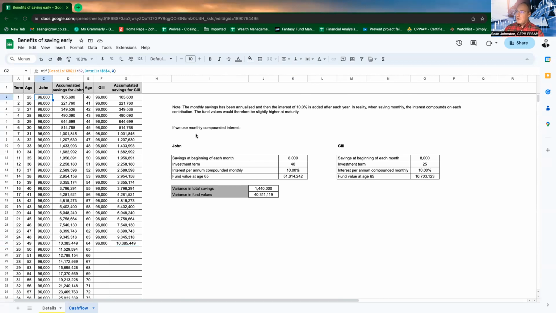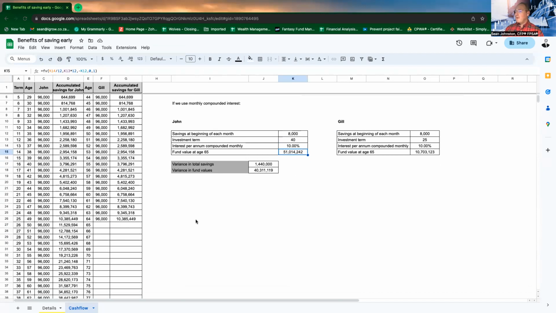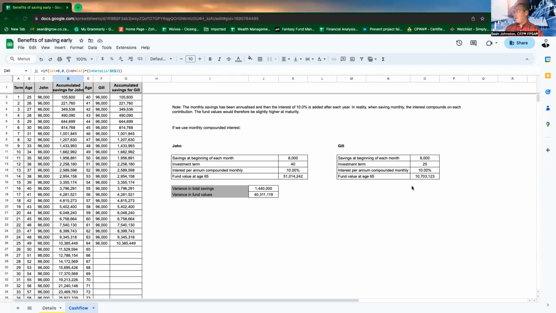But if John and Jill paid monthly 8,000, then we have to do a different formula because this is a monthly payment, which means that the interest will accrue monthly and not annually. Because you're paying 8,000, that 10% is growing on that 8,000 every month, and it's compounding monthly. So we have to do a separate calculation for that, which I've done over here. It's a time value of money.